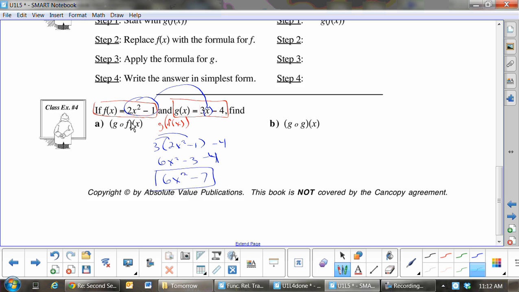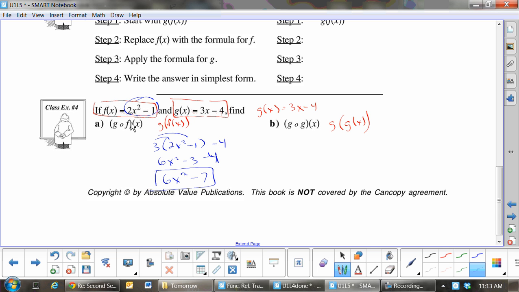Now I'm going to get rid of this because I'm doing a new question. So B says take g of x. What does that mean? It means take g of x and put it inside g of x. Now if you have to, and this does help some students, write out g of x again. G of x equals 3x minus 4.